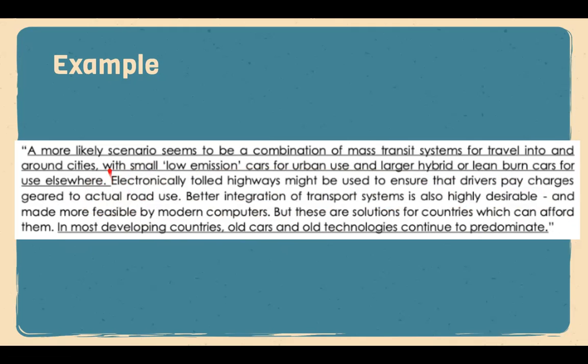Entonces, what is not underlined, lo que no está subrayado, es extra information. No es necesario todo eso, es un supporting sentence. Apoya la idea principal. But the main idea is talking about a combination of mass transit system for travel in and out of cities and with low emission cars for urban use and large hybrid and lean burn cars for use elsewhere. And then another important point is that in most developing countries, these things don't work.